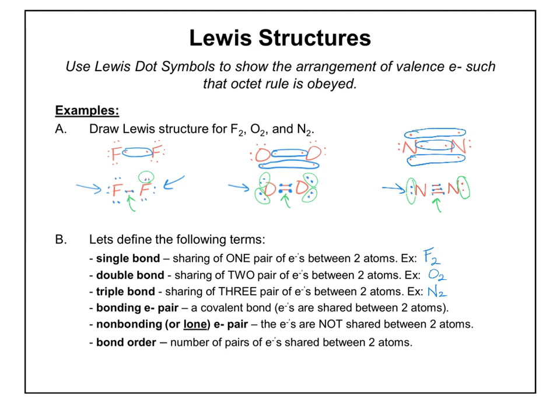So with my fluorine example, I would have a bond order, so I'll put BO. I have 1 shared pair, so we know that would be a bond order of 1. 2 shared pairs, bond order of 2, and 3 shared pairs would be a bond order of 3.